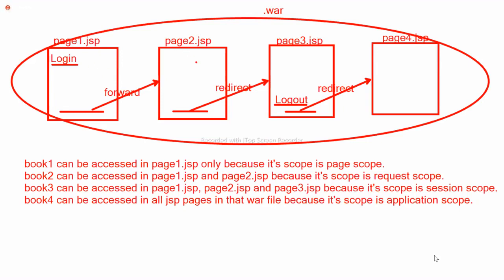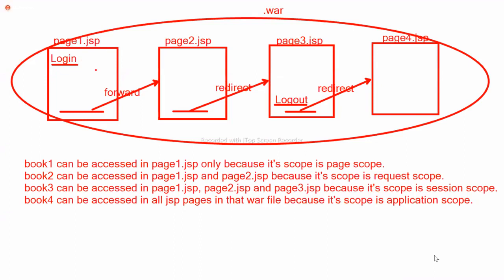Page 2, how many can we access? Page 4, which book can we access here? Book 4, application scope. Say book 1: how many pages can you access? Only page 1. Book 2, page 1 and page 2. Book 3, page 1, page 2, page 3. Book 4, all pages.